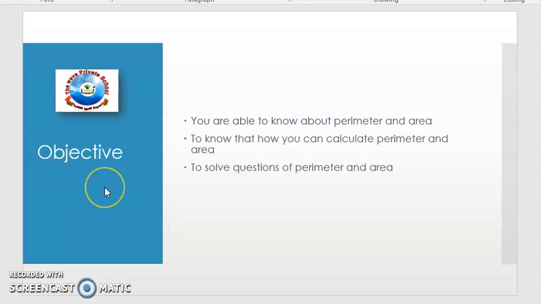For today's video we have these objectives: after this video you will be able to know about perimeter and area, how you can calculate perimeter and area, and how to solve questions of perimeter and area. Before starting our objective, let me finish the remaining page of the previous worksheet.